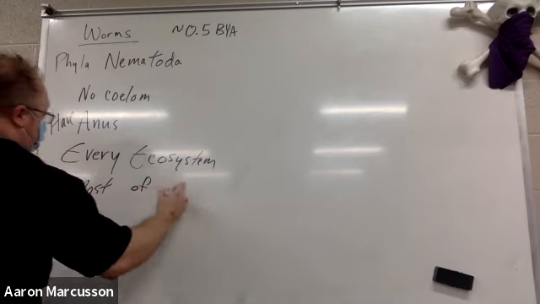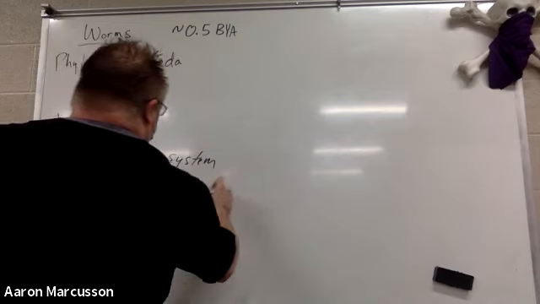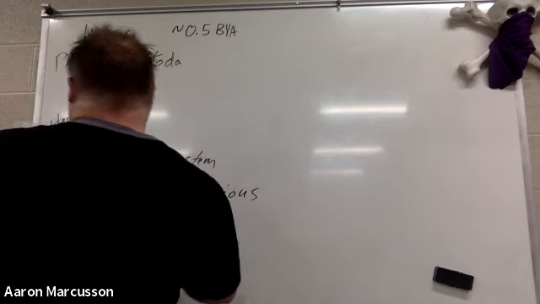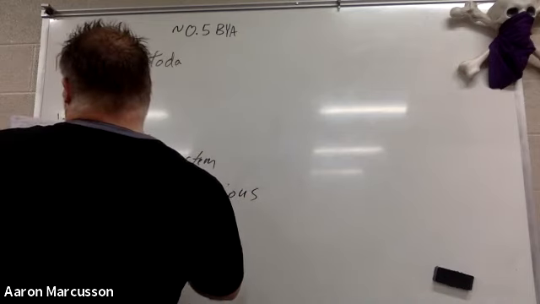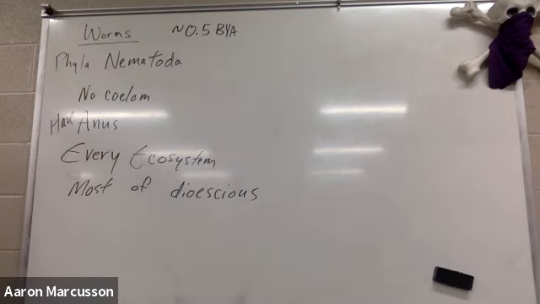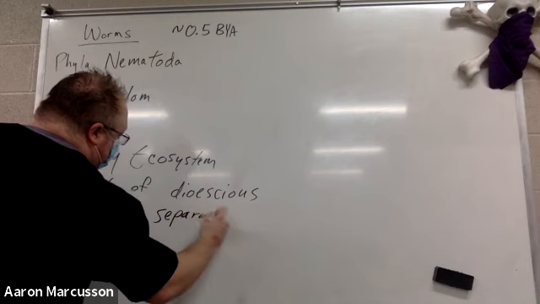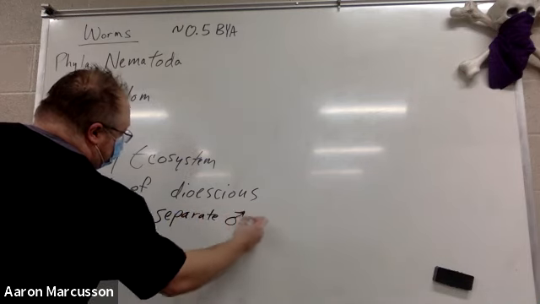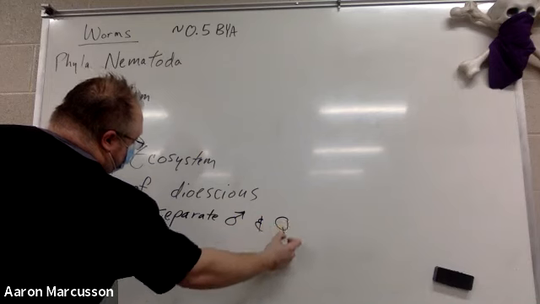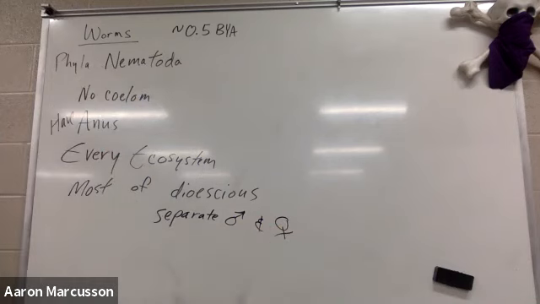Most of them are, make sure I spelled that right, most of them are dioecious. Okay. What's dioecious? Now you're throwing another word at us. Dioecious means there are separate male and female. Hermaphrodite is the opposite of dioecious. Humans are dioecious. We are separate male or female.